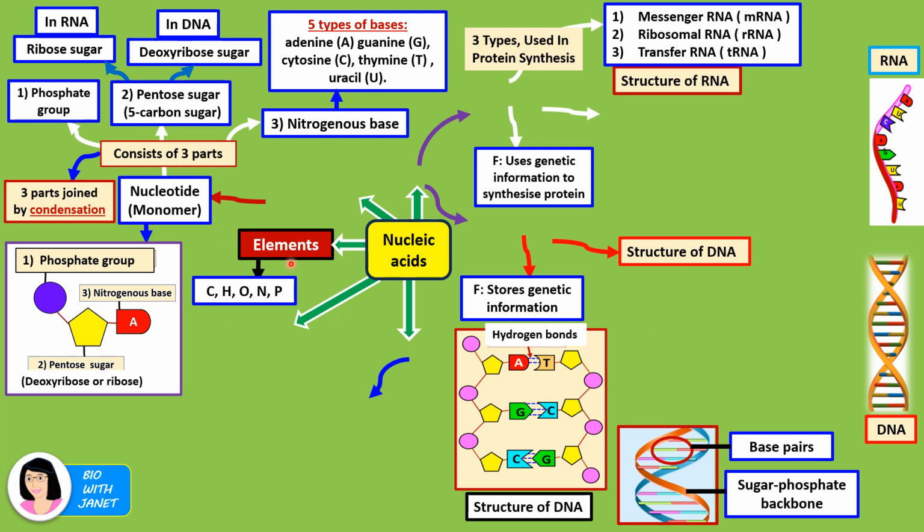So the first section is on the elements. What are the elements of nucleic acids? So nucleic acids such as DNA and RNA are made up of the elements C, H, O, N and P, which are carbon, hydrogen, oxygen, nitrogen, and phosphorus, right?